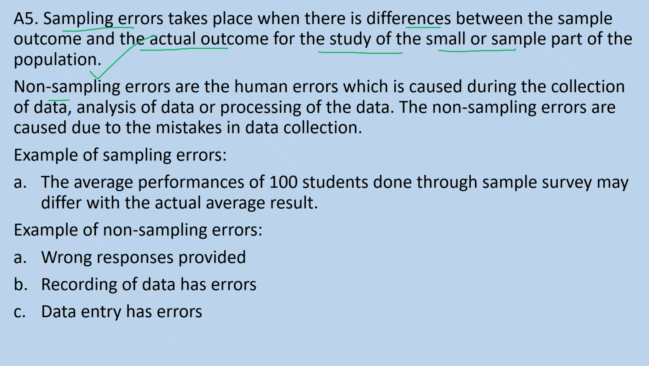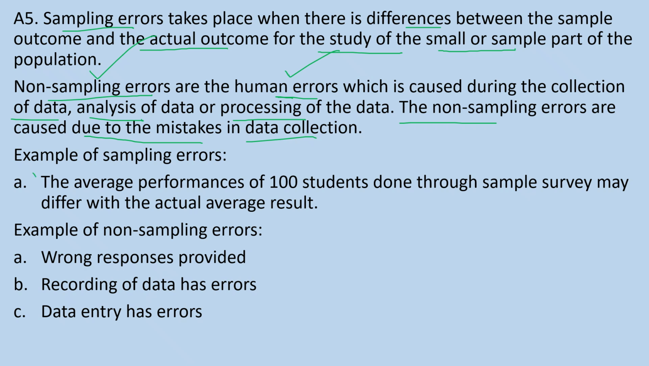What are non-sampling errors? Non-sampling errors are the human errors caused when there is collection of data, when there is analysis of data, when there is processing of the data. So this is caused mostly by human errors. The non-sampling errors are caused due to the mistakes in the collection of data. So these are the differences between sampling and non-sampling errors.